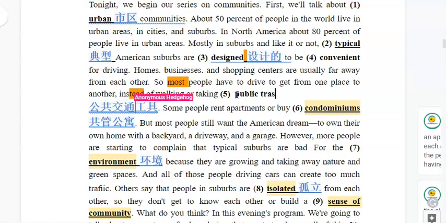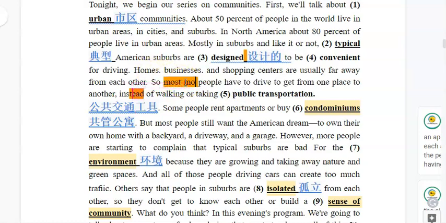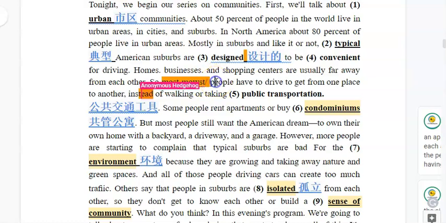Public transportation. Let's take a look at these words. Most. So it would look like this when we pronounce it. Most. Yes, correct. Next, instead. You're saying instead. One more time. Instead. Say instead. Okay, much better.